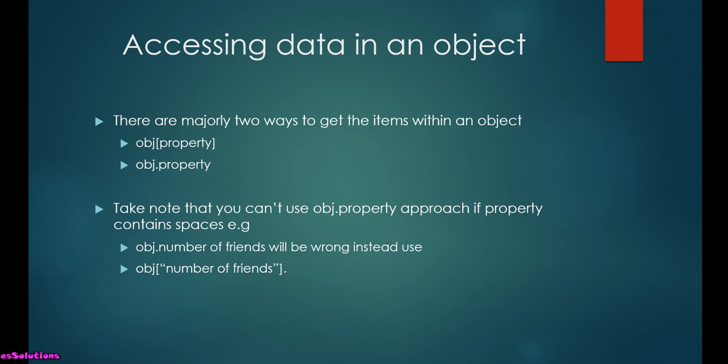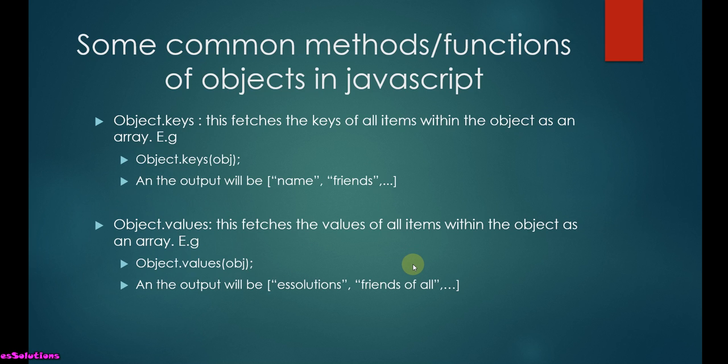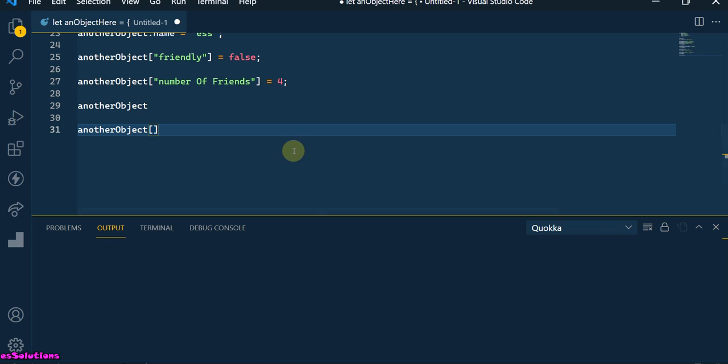Now, some common methods we have for JavaScript objects: Object.keys and Object.values. Let's say we have an object. The Object.keys is used to get the keys. Now let me just show us this.